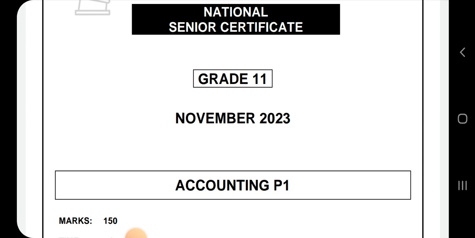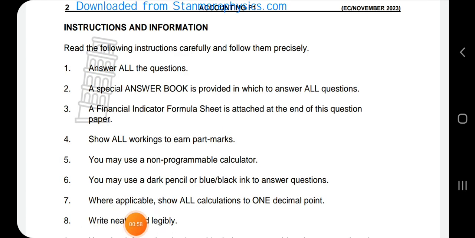Let's get right into it. So guys, when you get your question paper at school, it's very important to read the instructions, because you might miss something that applies to the entire question paper in the instruction and information page. So let's just go through them quickly with you.